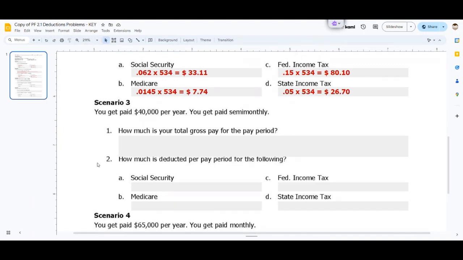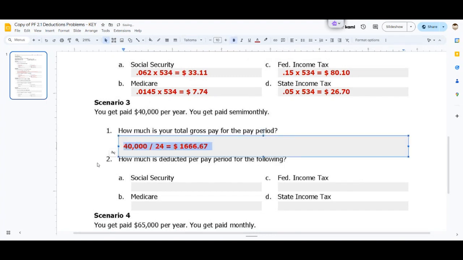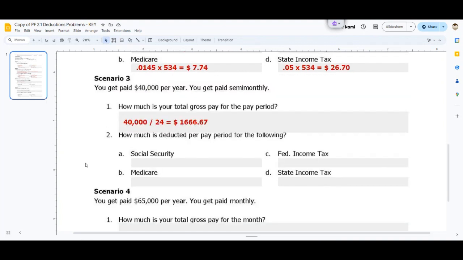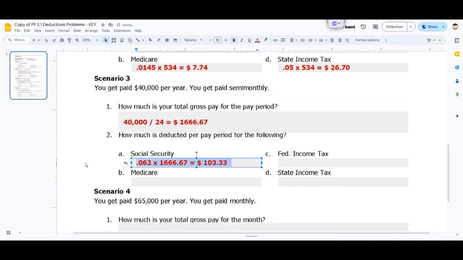So our gross pay for the period would be 40,000 divided by the number of periods that it's broken into, or 24, and that comes out to be $1,666.66 repeating, right? And we round to the nearest penny, so $1,666.67. So we're going to use that 1666.67 as a basis for calculating our taxes. So 0.062 times that is $103.33.